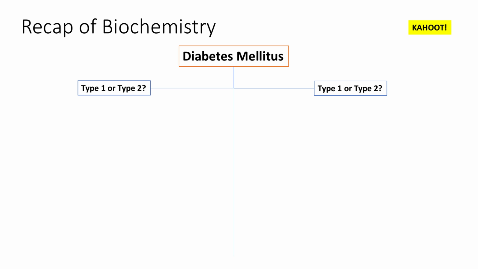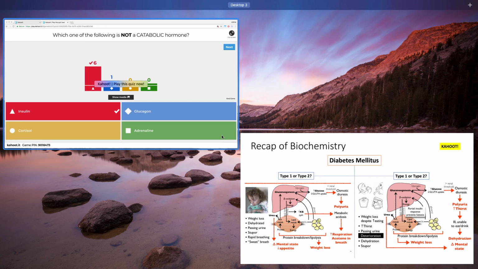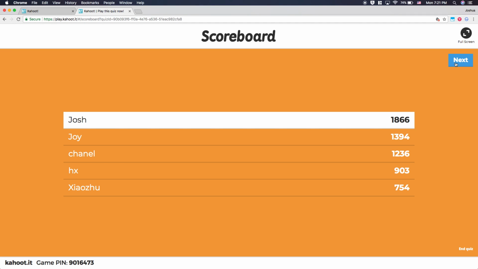Does this look familiar to you? So the question now is, which one is type 1 and which one is type 2? That's the next Kahoot question, I think.